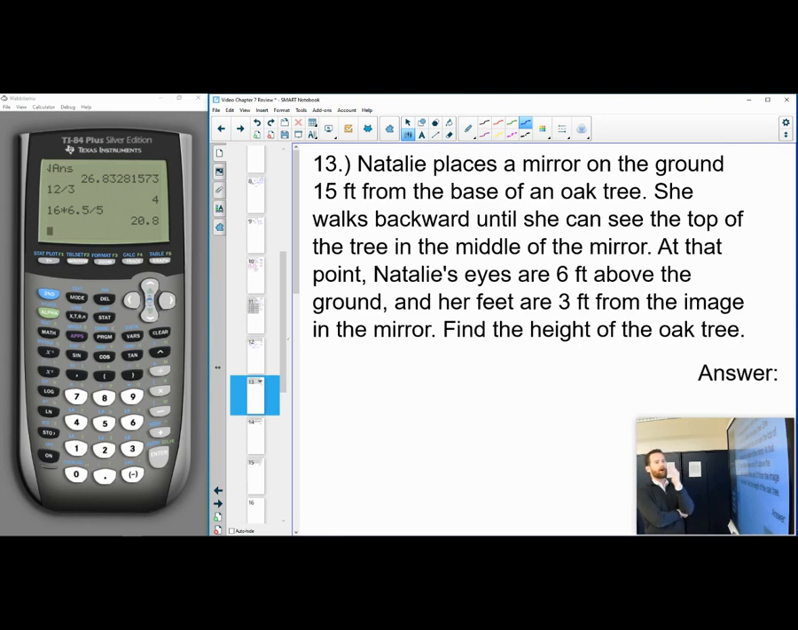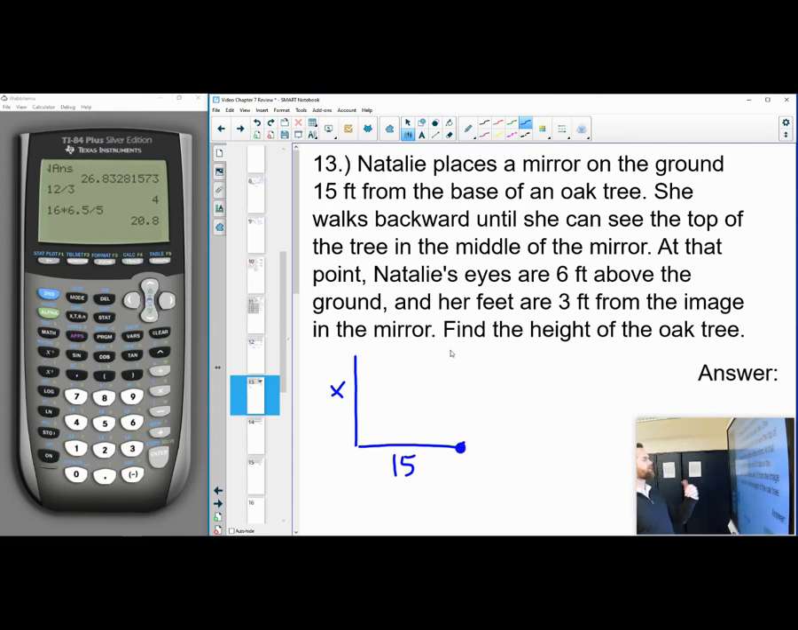Number 13, another word problem. Again, I'm going to draw a diagram as we go. So Natalie places a mirror on the ground 15 feet from the base of an oak tree. I'm going to look ahead. Okay, it says we got to find the height of the oak tree, so I'm just going to make that x. So there's the oak tree. We don't know its height. And from the base of the oak tree, from right there, Natalie places a mirror on the ground 15 feet away. So 15 feet away. So this point right there, that's the mirror.